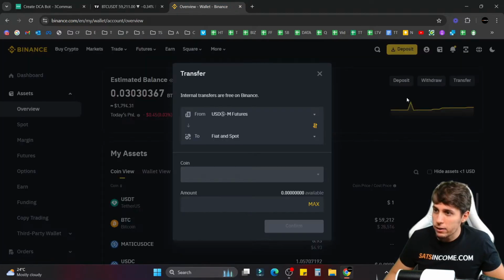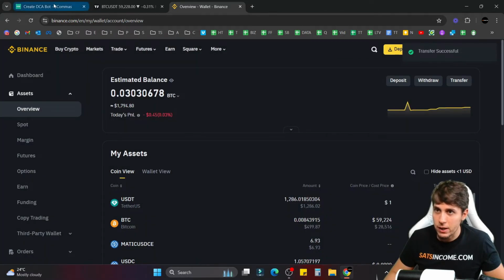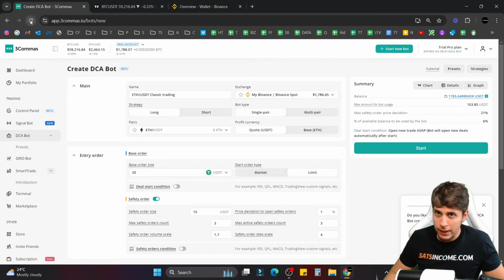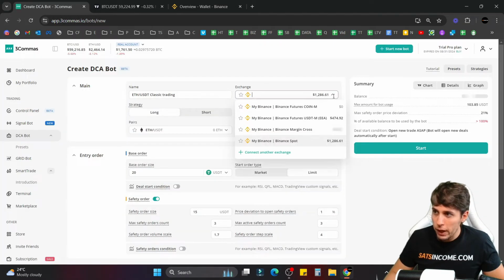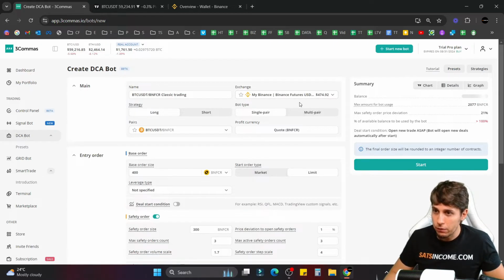So go to Binance, click on transfer, and select here from fiat and spot to USDT futures. We're gonna move some Bitcoin. This is worth something like $500. So we're gonna move it, hit confirm, and bam, transfer successful. When I go back to 3Commas and refresh the page, we should be able to see $500 available in the futures wallet. Aha, that's perfect. So we're gonna select the futures wallet.